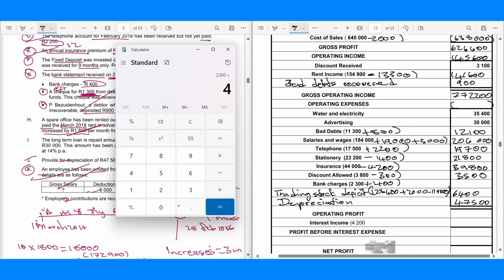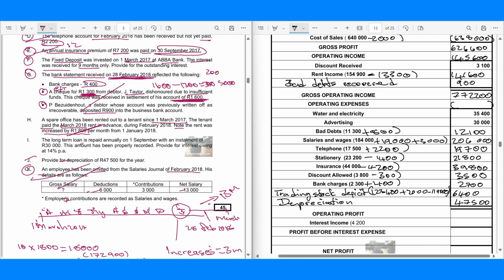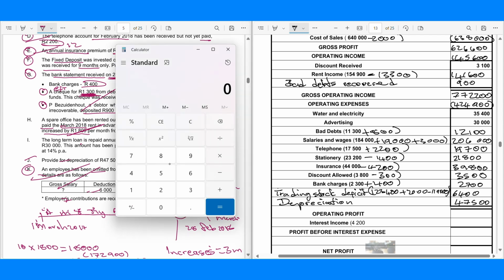So now we are left with bank charges 2,300 plus 400, 2,700. And here, let's add everything there and see our operating expenses. When you add everything there, you are going to get 42,900. That's what you're going to do. So according to the principle, we take the gross operating income minus operating expenses to get the operating profit.